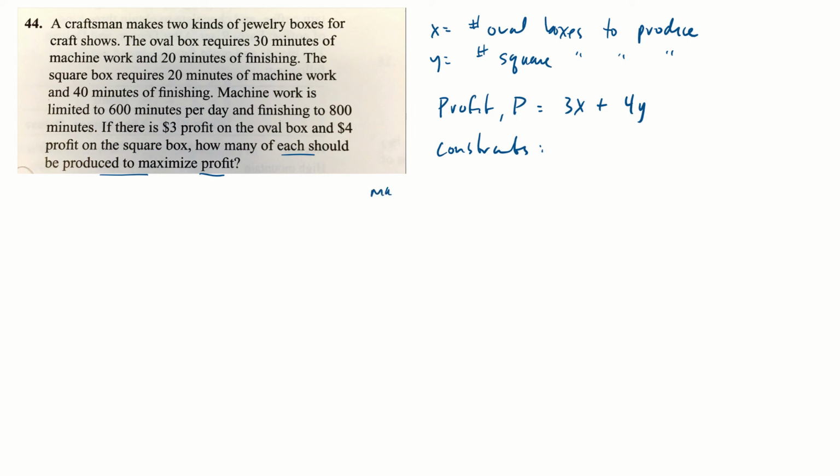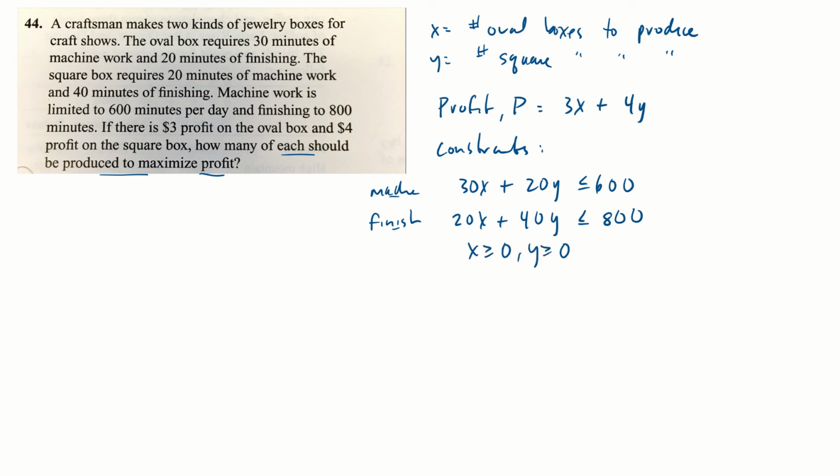So for the machine, 30x, and then the square box is 20y. And machine work is limited to 600 minutes. Then we have finishing. I like writing what I'm doing here. 20 minutes of finishing for the oval box and 40 minutes of finishing for the square box. And we only have 800 minutes there, and of course x is positive and y is positive. So go ahead and do that on the simplex method to solve that.